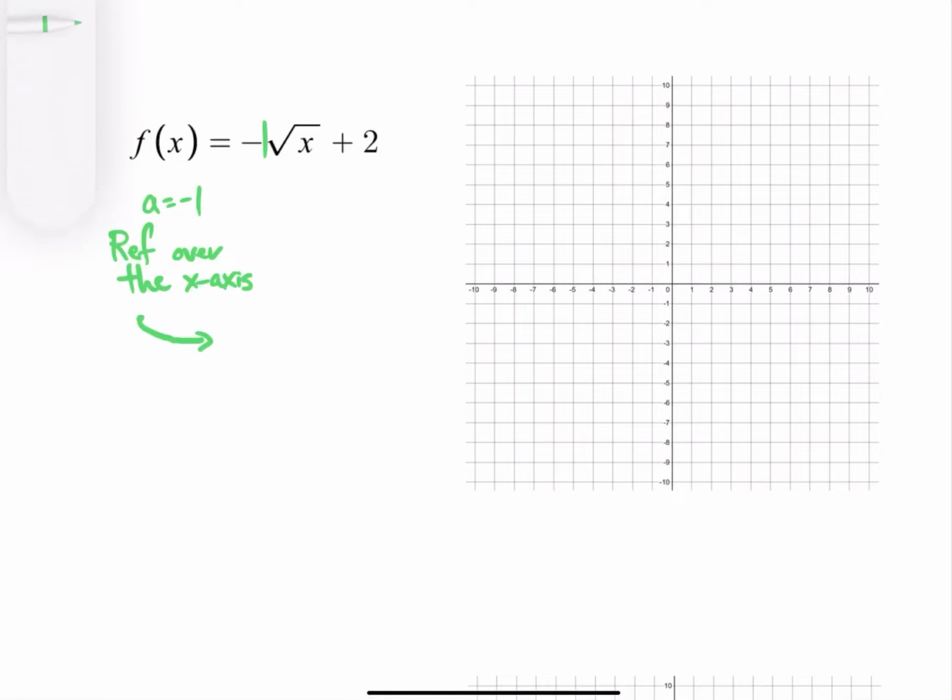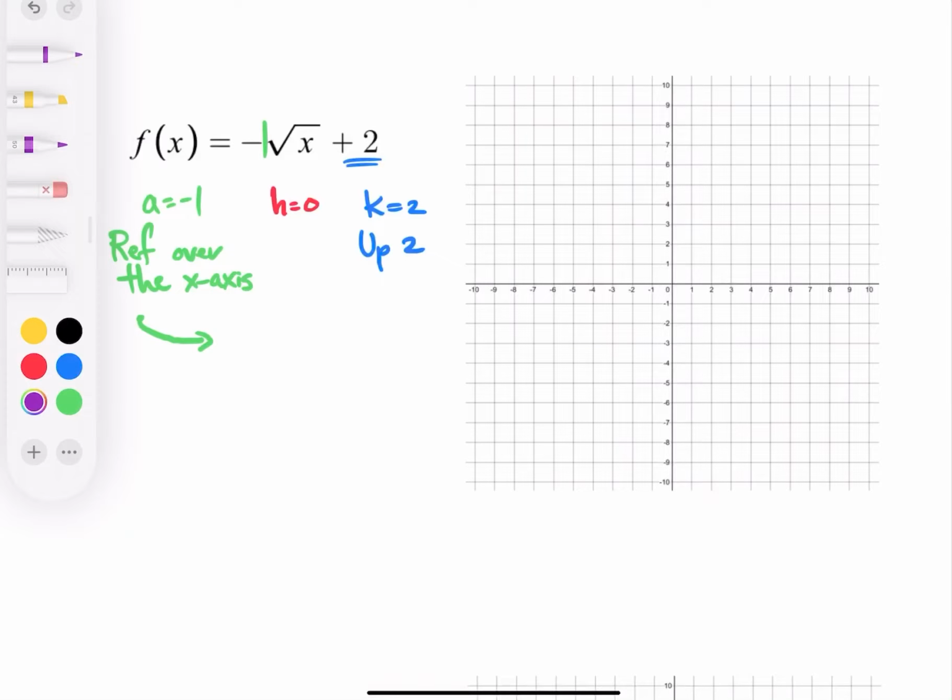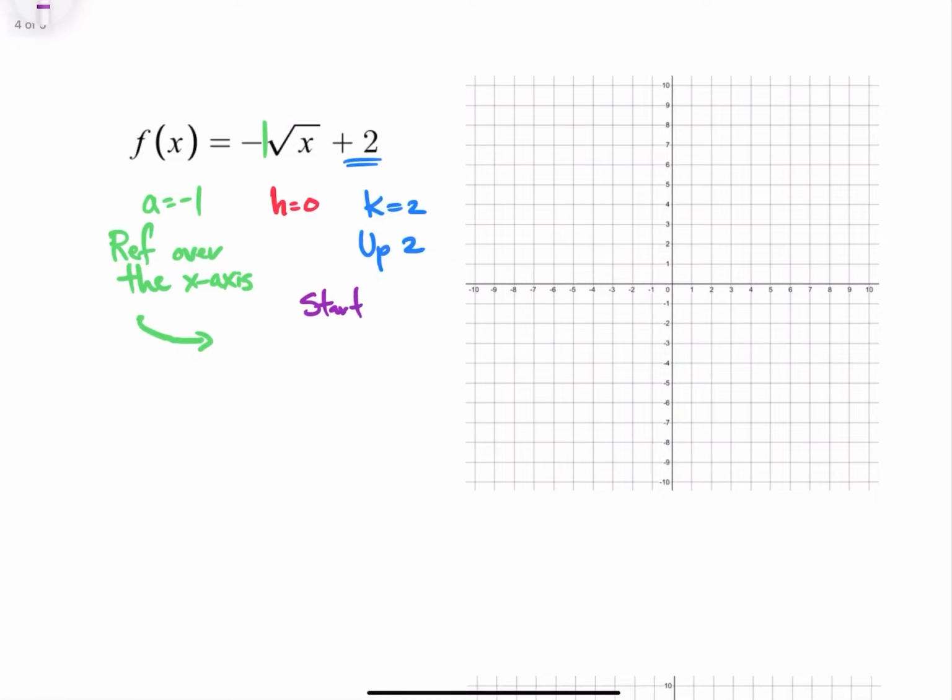We don't have an h value, so there's no horizontal shift, so h is 0. And we do have a k value of 2, so k is equal to 2, which means there is a shift upwards by 2, so it's going up 2 units. So now we're going to go ahead and write out our starting point. So the start point is going to be located with our h and our k, which is at (0, 2). And (0, 2) is located right over here.